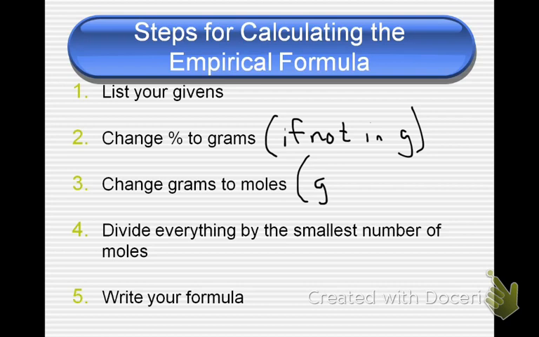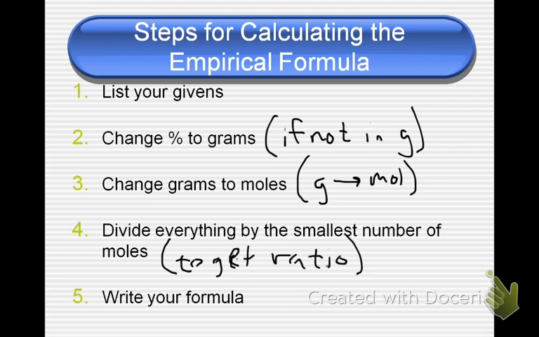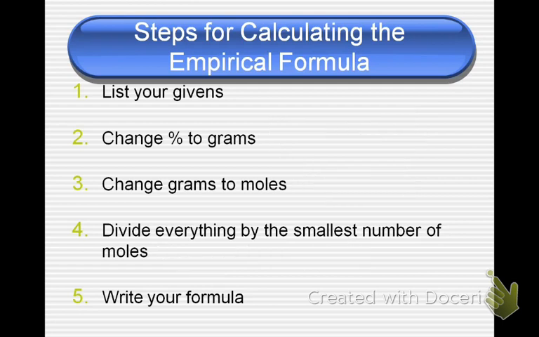And then changing grams to moles, hey, that's just G to mole. That's something we've done a lot of. It's used in the periodic table. What we're doing then in step number 4, when we divide everything by the smallest number of moles, that gives us our ratio. Once we have that ratio, then we can write the formula, because the formula is just the ratio of the elements to each other. All right, so armed with those steps, let's go ahead and hop to the next slide, which is going to be a practice problem for finding our first empirical formula.